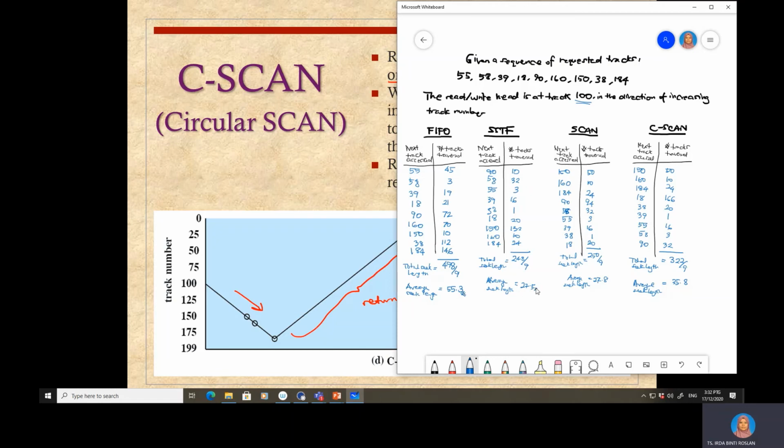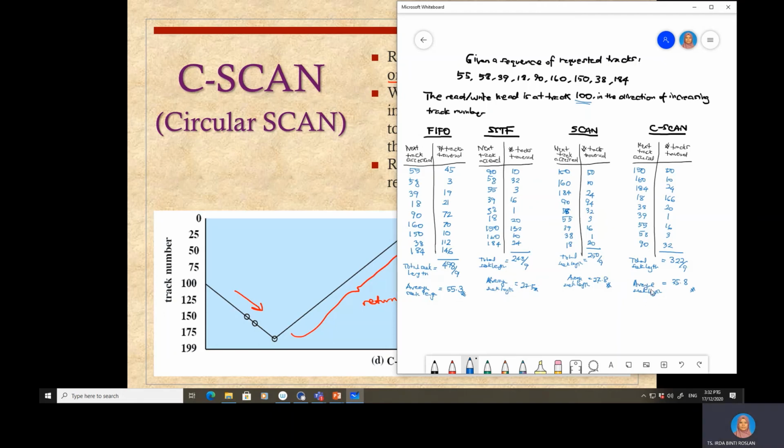So for SSTF, you get 27.5, scan 27.8, C-scan is 35.8. Because the return time here is large. If the return time is not considered, it will get smaller, and might be the smallest average seek length.